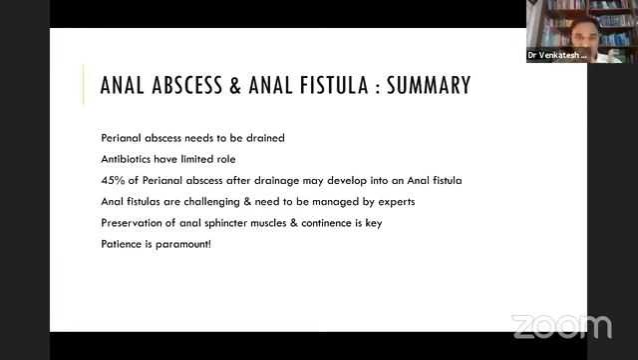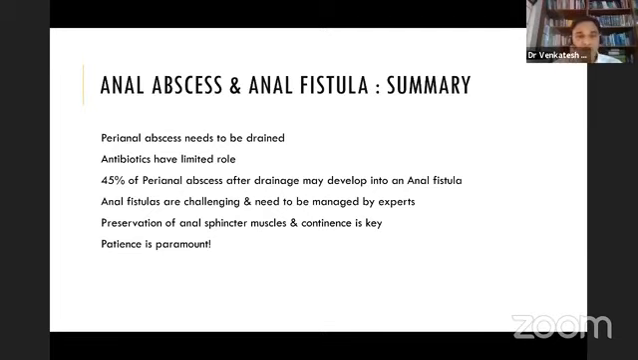Now, after you drain a perianal abscess, 45% of the abscesses will develop into an anal fistula. So that's something to remember. Sometimes patients come and say, sir, I had the treatment done and it's come back. I think the doctor didn't do a proper job. So I tell them, look, the natural evolution of a perianal abscess is that when you drain it, 45% of them will end up with a fistula, because the tract still remains. You've just drained the abscess on the outside, the root is still there, and it will form a fistula at a later stage in 45% of these cases.